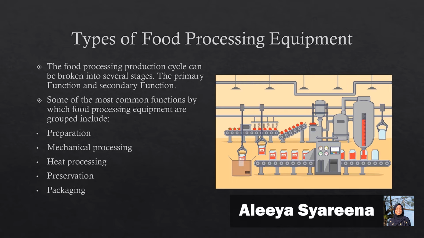The secondary function provides support to the primary function of the production cycle, such as material handling and system control operations, which convey food materials between process stations and maintain the required processing conditions and standards, respectively. Some of the most common functions by which food processing equipment are grouped include preparation, mechanical processing, heat processing, preservation, and packaging.